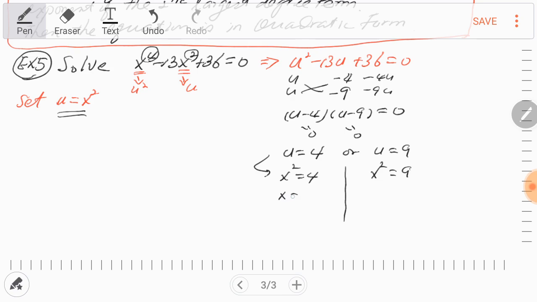Okay, x equals plus or minus square root of 4, so x equals 2, or x equals negative 2. From this equation, x equals plus or minus square root of 9, so that x equals positive 3 or negative 3. So we have 4 solutions: 2, negative 2, 3, and negative 3.